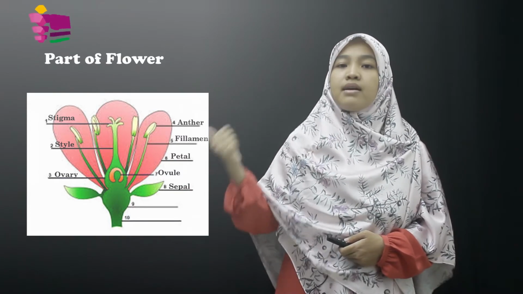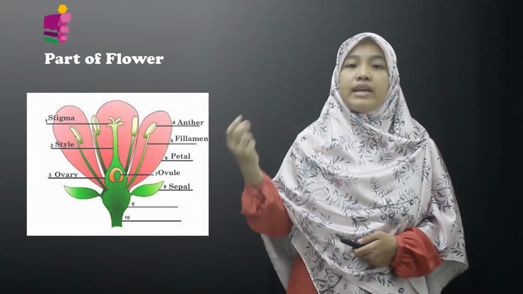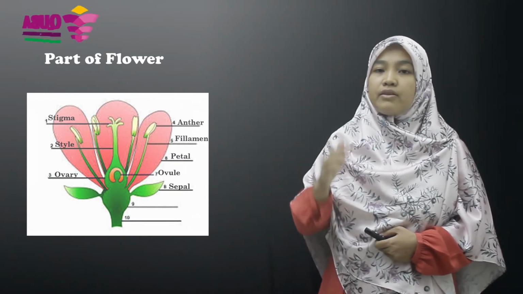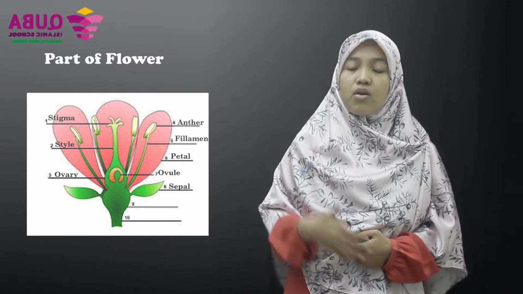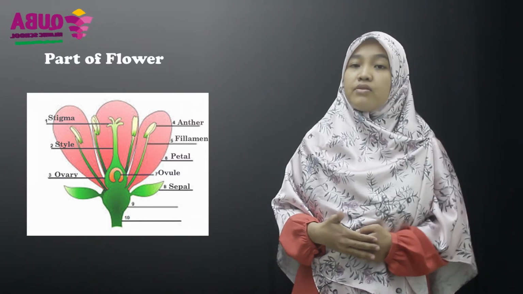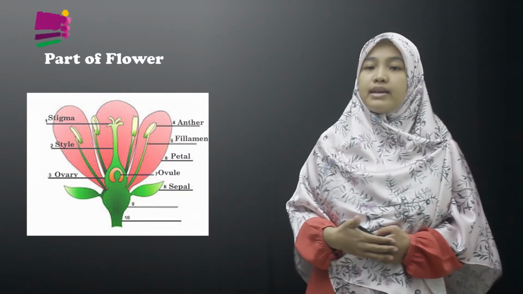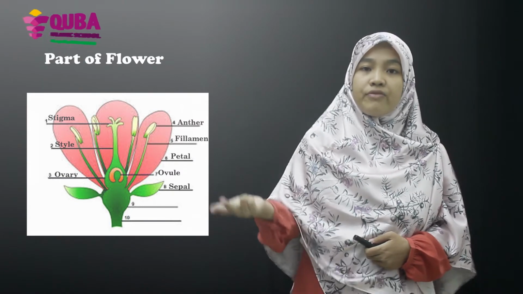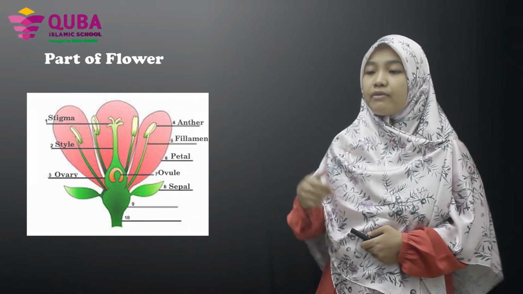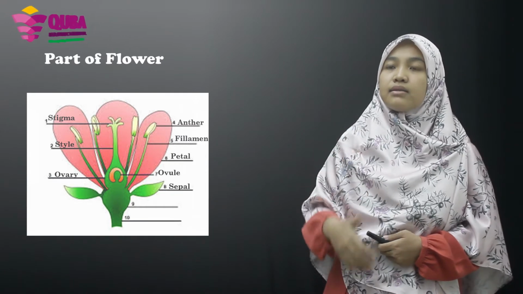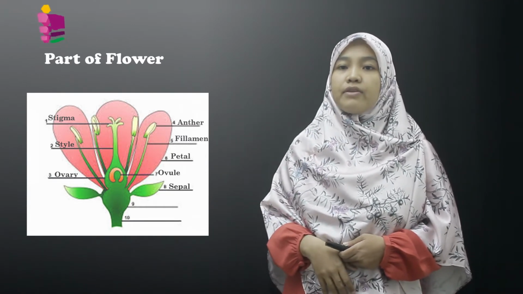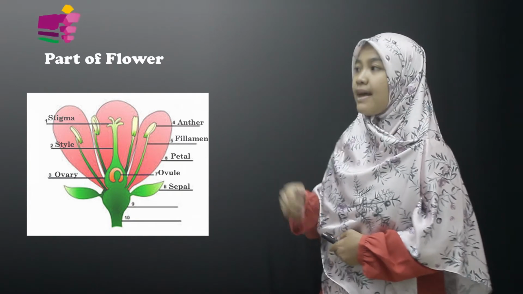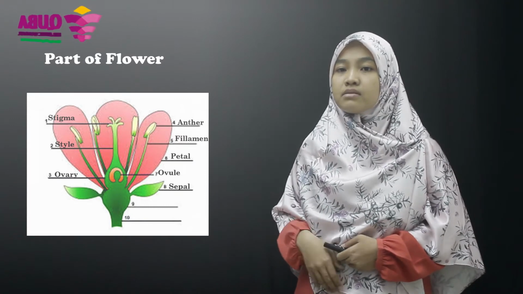Stigma, style, ovary, and ovule are the female reproductive parts, or we can call it the carpel. The male reproductive parts are the anther and the filament. The anther and filament together we call the stamen. Okay, for the next is petal and then sepal.